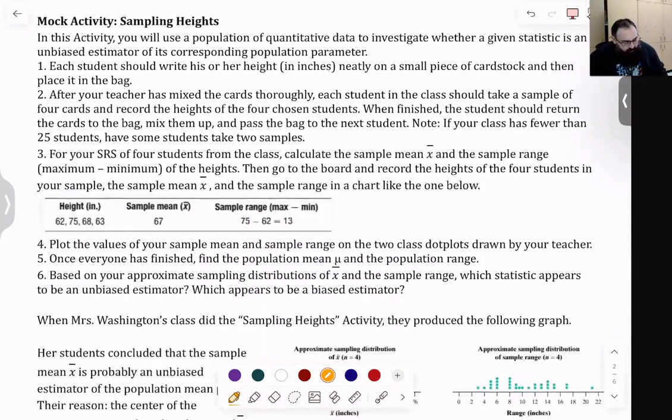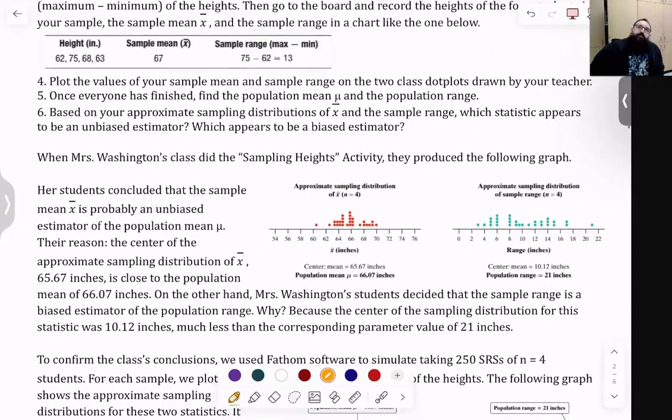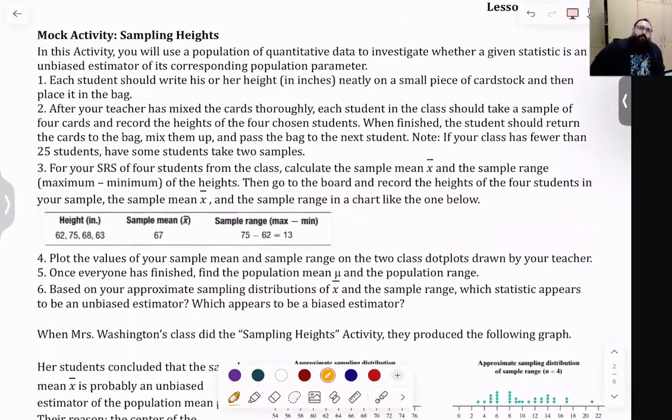So here's a little mock activity, and we're just going to read through it. There's not really anything for us to write down, okay? In this activity, we're going to use a population of quantitative data to investigate whether a given statistic is an unbiased estimator for the corresponding population parameter. Each student should write his or her height in inches neatly on a small piece of cardstock and then place it in a bag.